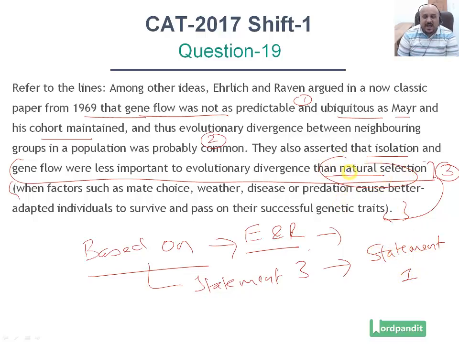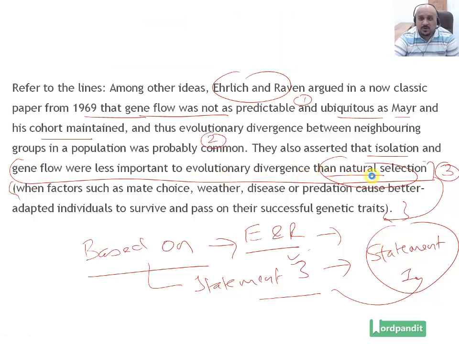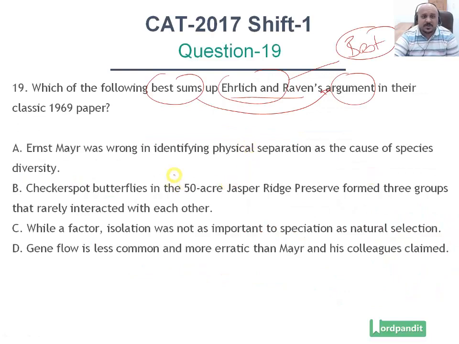Now, the moment they argued that natural selection was the important criteria, this led to the fact that Mayr's argument was cancelled out. So their argument is based on the fact that gene flow was less important to evolutionary divergence than natural selection. Let's go back to the options now. Option number A, Ernst Mayr was wrong in identifying physical separation as the cause of species diversity. Problem with this option, it places focus on Ernst Mayr and what he did wrong. We need to find out the basis of their argument, right?